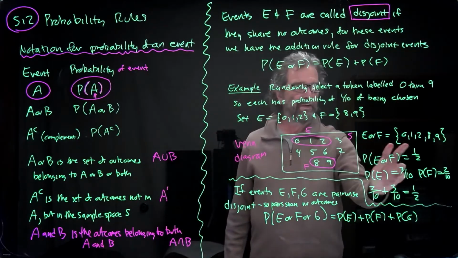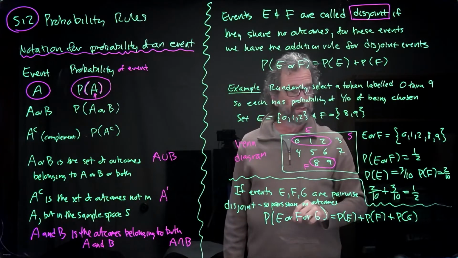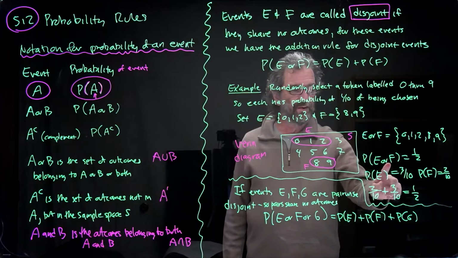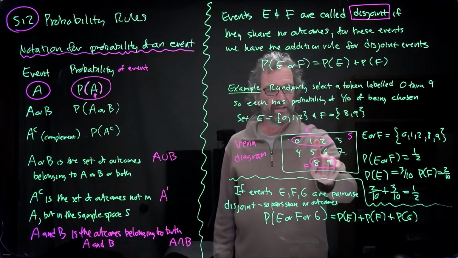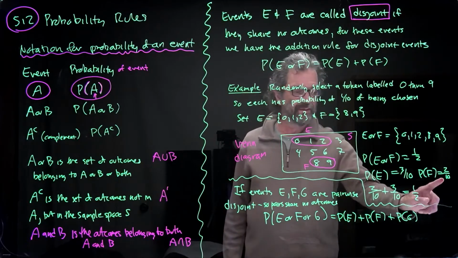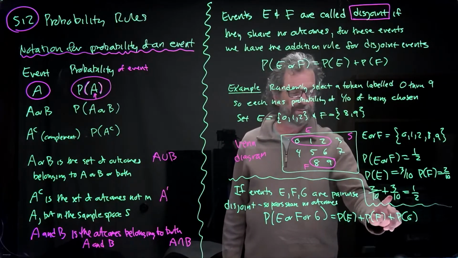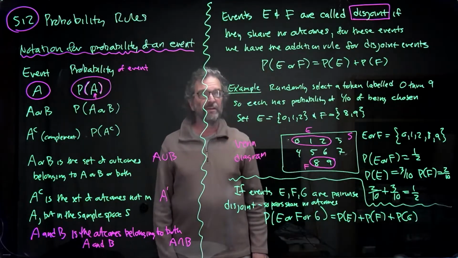We're going to verify the addition rule for disjoint events by computing the probability of E or F. E or F are these 5 outcomes. There's 10 outcomes in total, so the probability of E or F is 1/2. And then we look at E and F separately. E has 3, so its probability is 3/10. F has 2, so its probability is 2/10. And lo and behold, 2/10 plus 3/10 is 1/2.